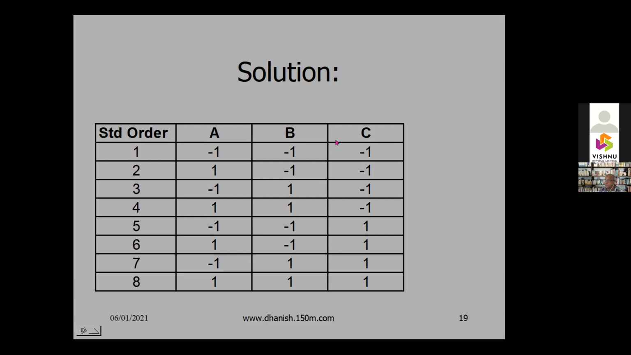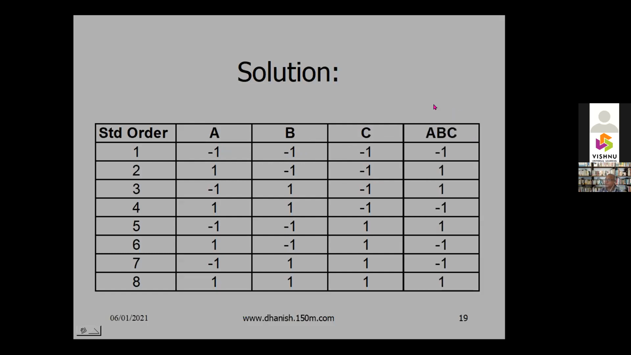Now, the 3-factor interaction, so A into B into C. So identify A, B, C. Minus 1 into minus 1 into minus 1 is minus 1. 1 into minus 1 into minus 1, plus 1. So like that, you multiply all these numbers and get this column. So this is the ABC interaction column.